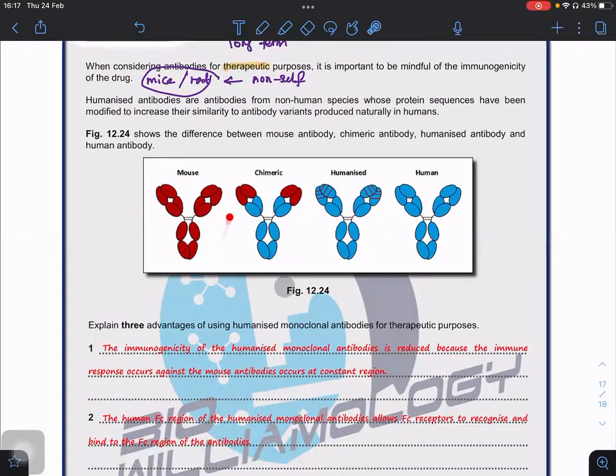If you use a mouse antibody, it is all red color, which means every single part can be detected as a non-self antigen. If chimeric, we remove the variable region from the mouse and add it into the human antibody, so these two parts will be treated as non-self antigen. Still, that is a dangerous step. Humanized basically means that we only choose particular regions and put them into the human antibody. In this case, it reduces the risk of being rejected by our human immune system. And this is a human antibody. Can you see the differences?